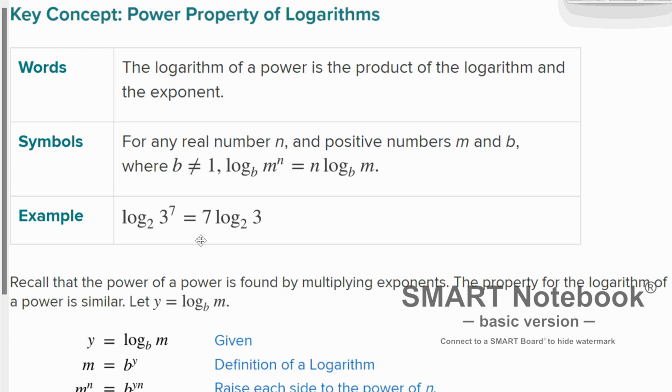Last one, sorry. Power property. Whenever I'm taking the log of some base, and whatever I'm taking the log of is being raised to a power, I can rewrite that as a product. When we raise powers to powers, we multiply, dealing with exponents. So when I'm taking the log of something and that something is being raised to a power, I can rewrite that power as a product. So 7 goes out in front of the log and it's being multiplied by that. So let's go ahead and use those.